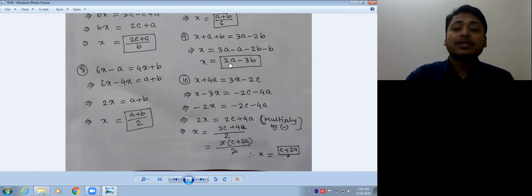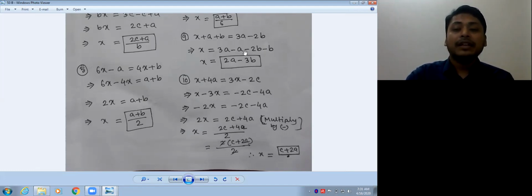3a minus a equals 2a, and minus 2b minus b will be minus 3b. There is a rule: if you get two same signs, either all plus or all minus, they will be added together and the sign will be the bigger one's sign. That's why here you can see minus 2b and minus b. So here we can write minus 3b, because for the same sign you have to add, and the sign will be the bigger one's sign. Follow this one, it will be a very good way.